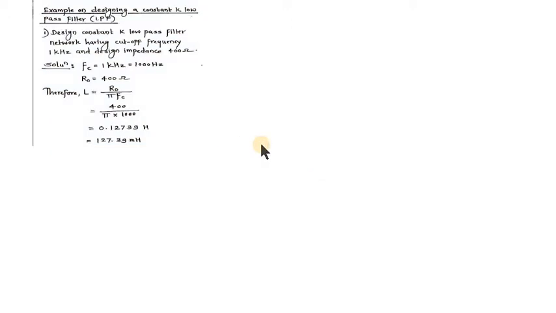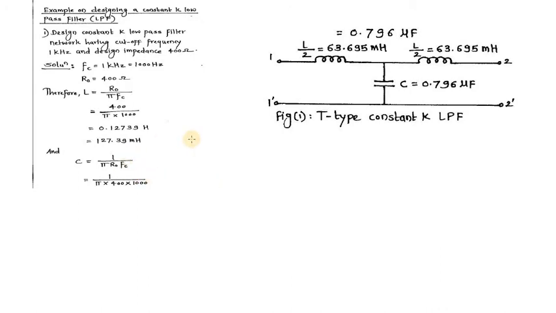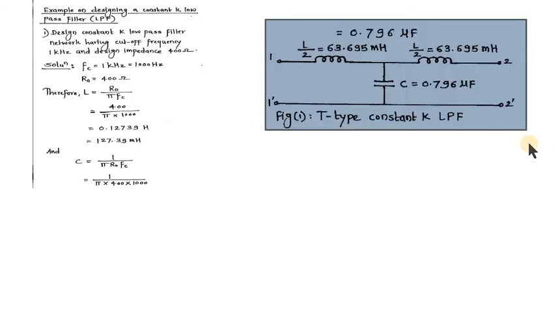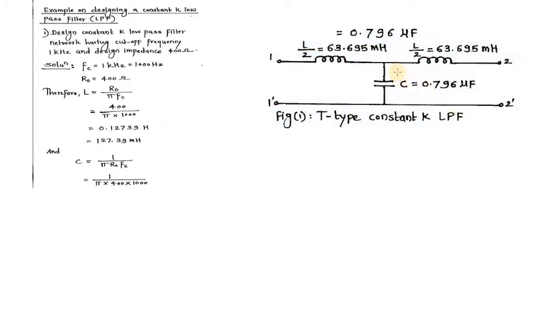Once we obtain the value of inductance L, we can obtain the value of capacitance C by using the formula C equal to 1 upon pi R0 FC. If we substitute the given values of R0 and FC, we get the value of C as 0.796 microfarad and the value of inductance as 127.39 millihenry. Now see, this is a designed low pass filter of the T symmetrical type, wherein the quantities are to be written very carefully.